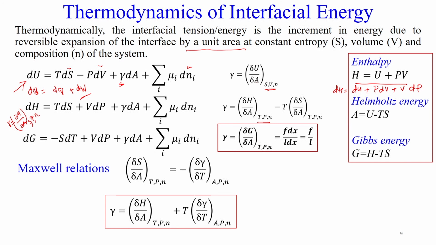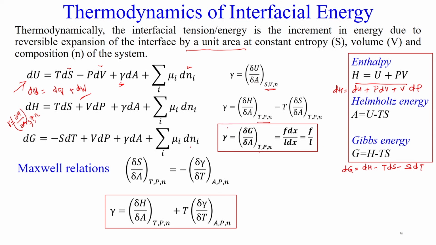Now, from enthalpy we can also calculate the Gibbs free energy. It says G is equal to H minus T S. So, dG will be dH minus T dS minus S dT. So, here dH, we have to subtract this. So, we will get dG is equal to minus S dT plus V dP plus gamma dA plus mu i dn i. So, from here again at constant T, P and n: constant T, this term is 0; constant P, this term is 0; constant n, this term is 0.